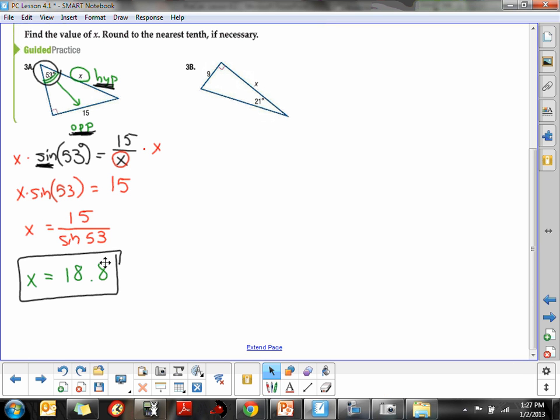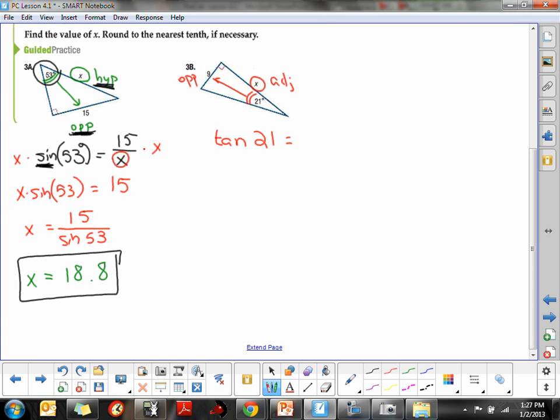Okay, and then in our other example, we're going to find side x. So again, I'm going to look through the eyes of this angle of 21 degrees. The opposite is the 9. The side that I'm trying to find is the adjacent. So whenever I've got opposite and adjacent, I'm thinking tangent. So the tangent of a 21-degree angle has to equal the opposite side length over the adjacent side length. Then you solve the resulting equation.